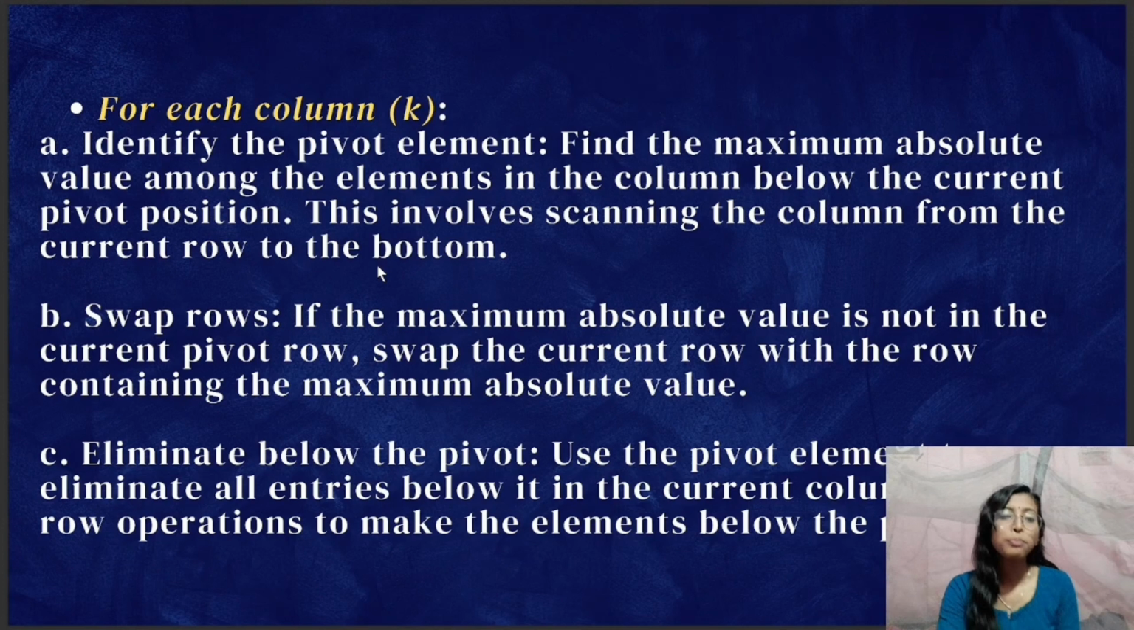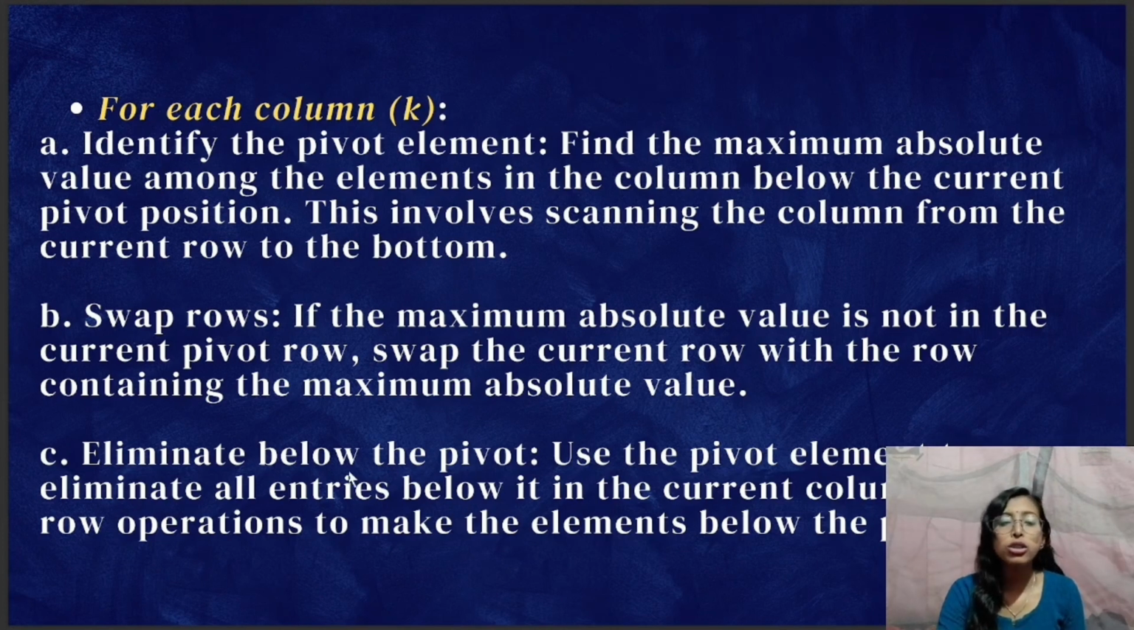Now the second is to swap the rows. If the maximum absolute value is not in the current pivot row, swap the current row with the row containing the maximum absolute value. Now the second step, we are doing the swapping of the rows. We are interchanging the rows.